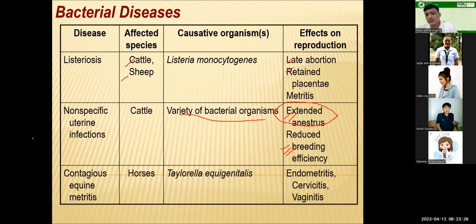Okay? So we have this one also, Taylorella equigenitalis, another bacteria species that could affect horses. And this is the name. So please do take note of the name and the synonyms. So the clinical signs, we have puro inflammation of the reproductive tract, like we have endometritis, we have cervicitis, and then we have the vaginitis.